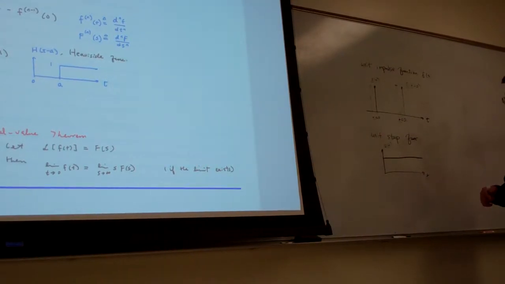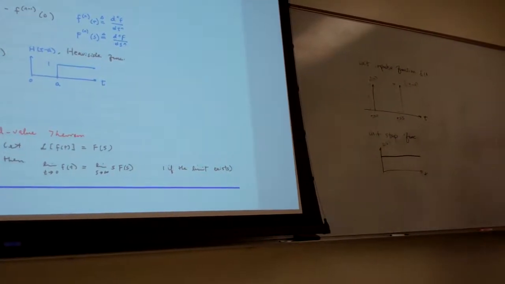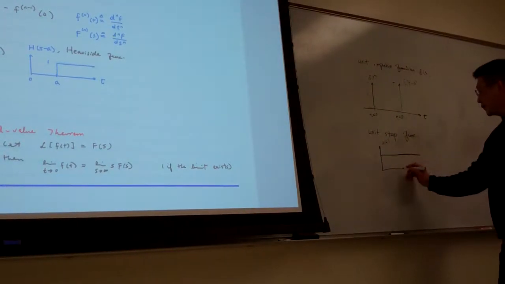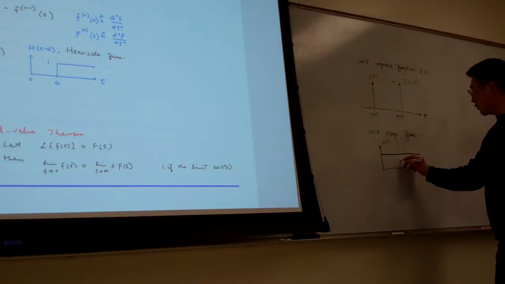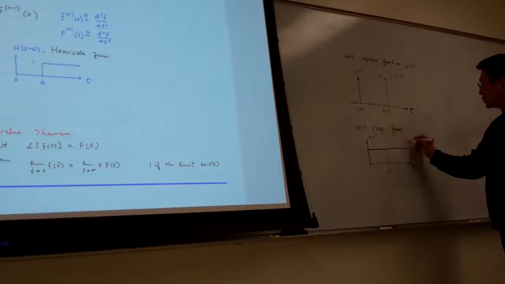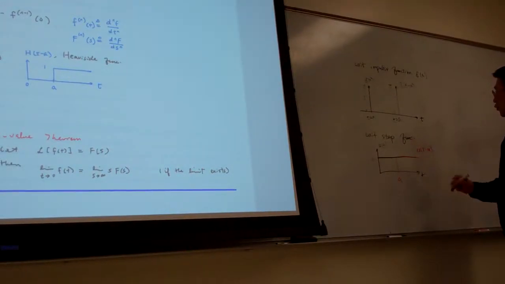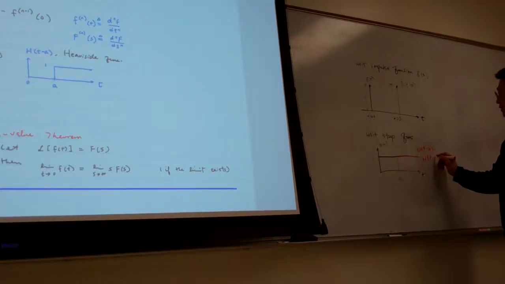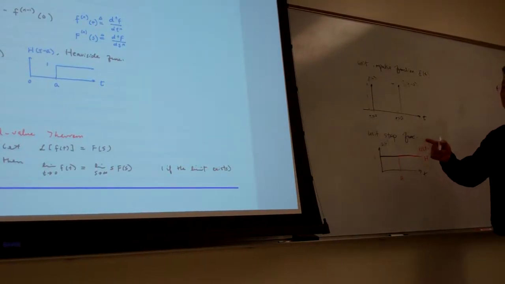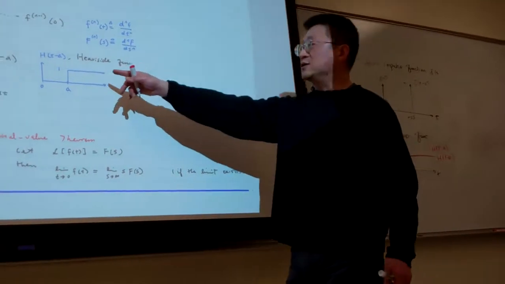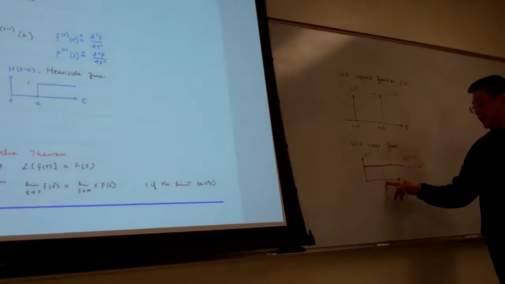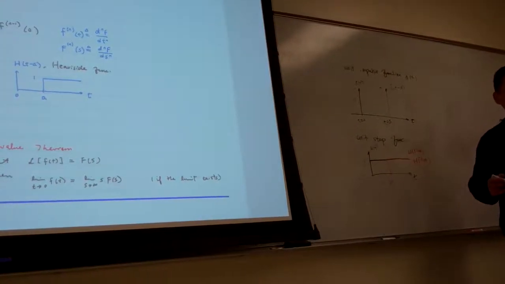For example here, if we have the unit step function fired up at t equal to a, then at this moment you can simply use u(t minus a), or you can simply use h(t minus a). Either symbol is fine. So basically the Heaviside function is simply a unit step function that starts not from 0, but from a.